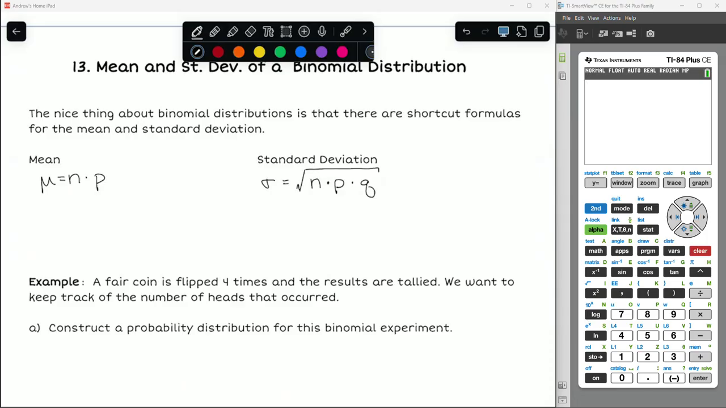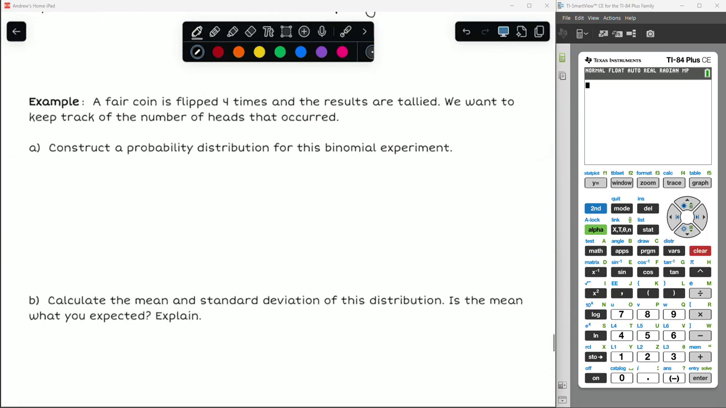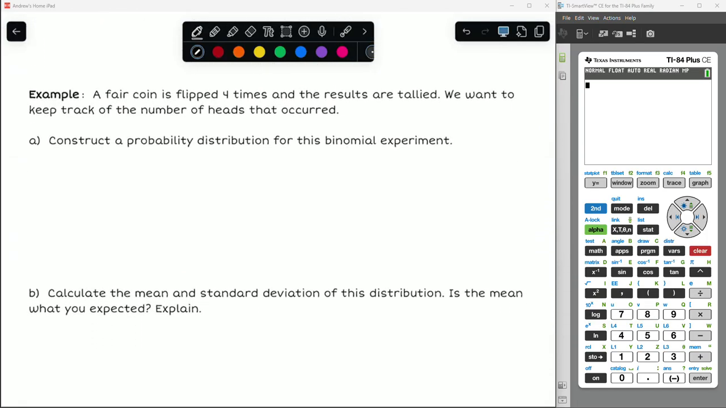So let's go ahead and do an example. This one says, a fair coin is flipped 4 times and the results are tallied. We want to keep track of the number of heads that occur. A: Construct a binomial distribution for this binomial experiment. B: Calculate the mean and standard deviation of this distribution. C: Is the mean what you expected? Explain.